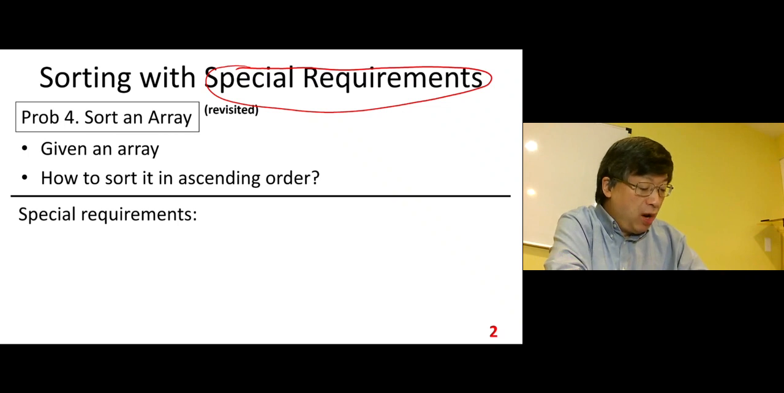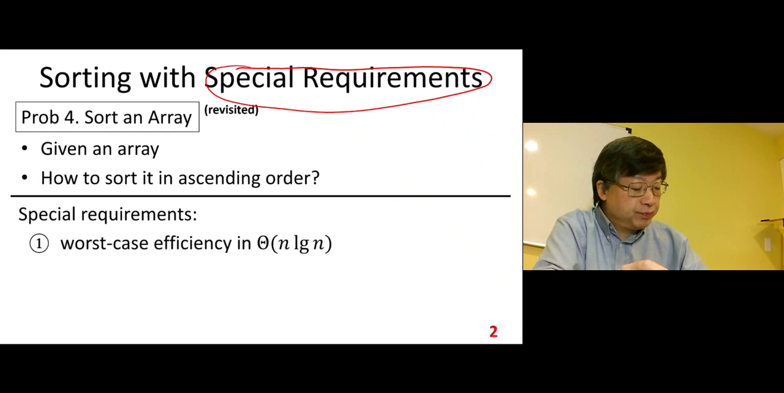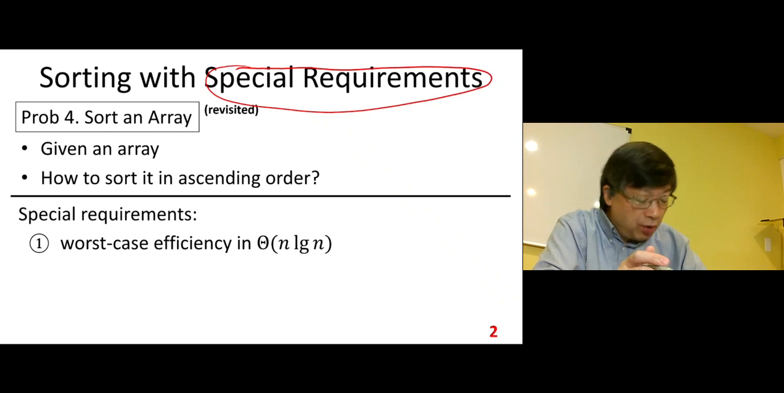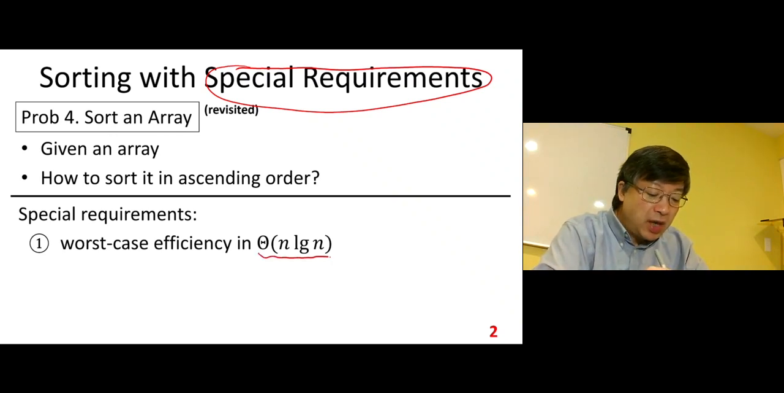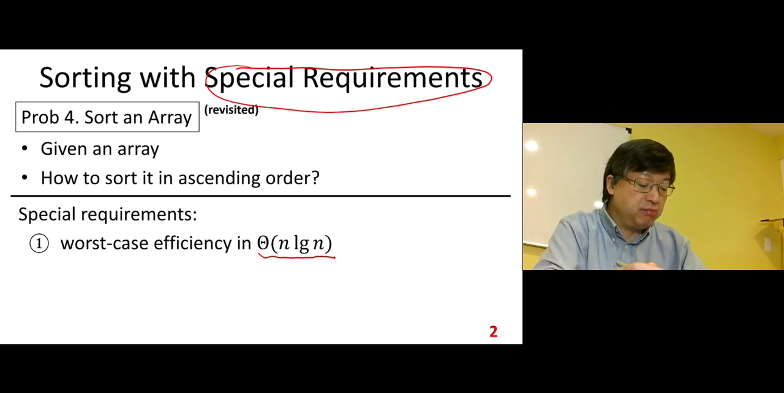What are the special requirements? Here, let me list some of them. First, worst case efficiency should be controlled in this category, big theta of n log n. Here you can see many of our sorting algorithms are not qualified for this condition. So which one qualifies? Merge sort. Merge sort satisfies this requirement.